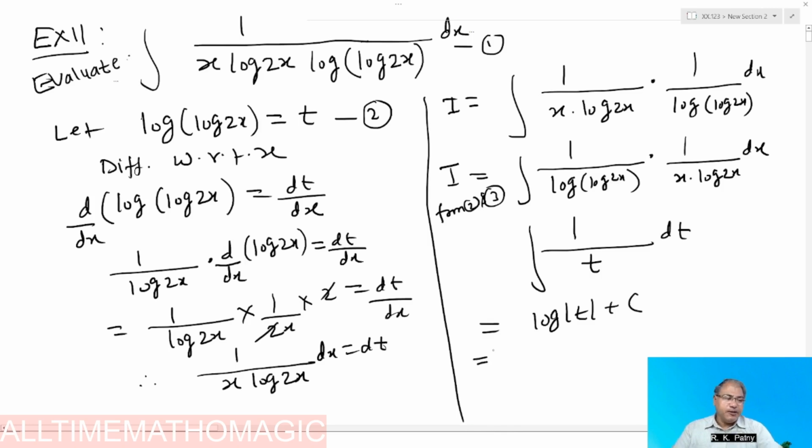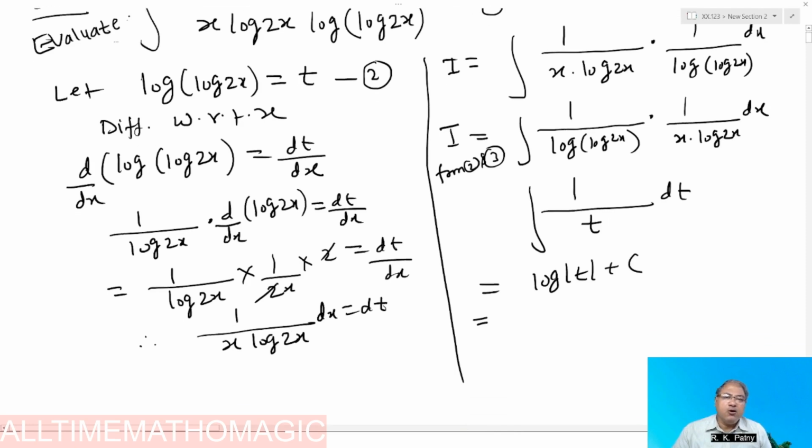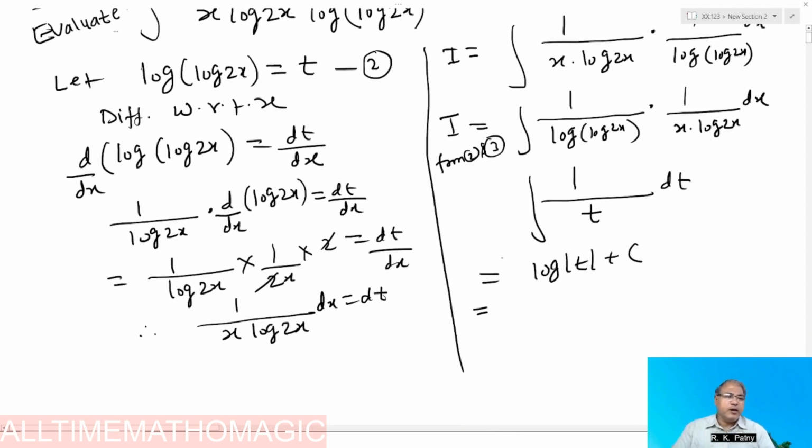But what is t? What is t? T is nothing but log of log 2x. Therefore, the result becomes log of log 2x plus c. This is the required solution.